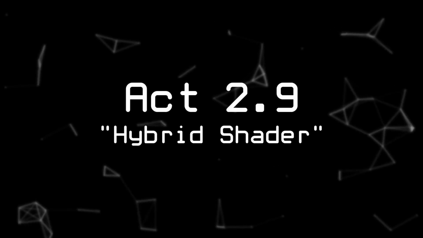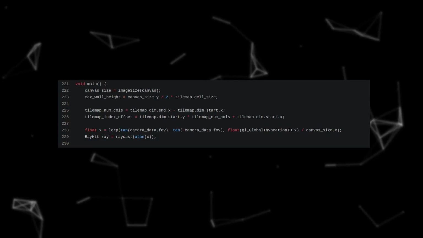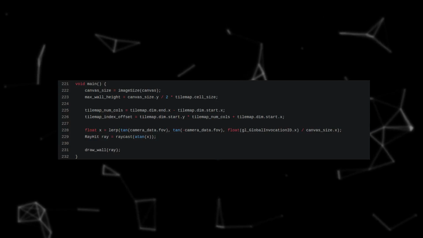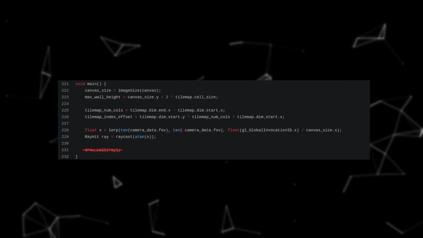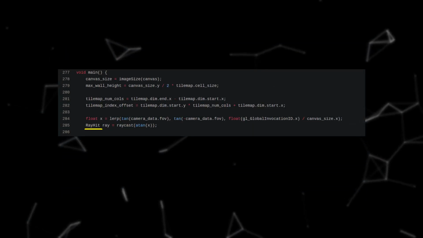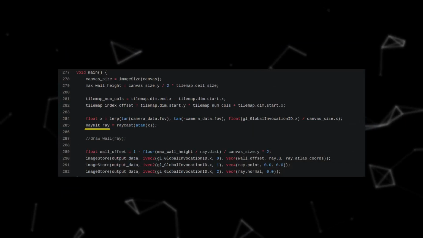So, why not? Act 2.9, Hybrid Shader. Modifying the compute shader is actually straightforward. We leave the code alone up until we would normally render the column, and just not do that. This ray hit struct has all the data we need, so we just simply write it to an output texture.